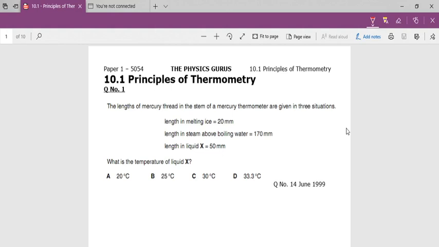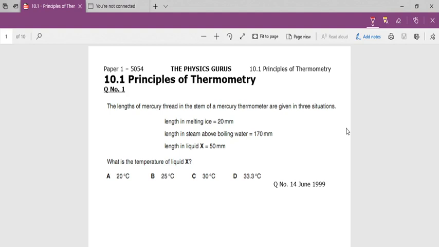Today we will discuss some topical questions from unit number 10, the principle of thermometry, from O-level physics 5054. So we will discuss in detail how to solve this question and what will be the correct answer. So students, here's question number 1.